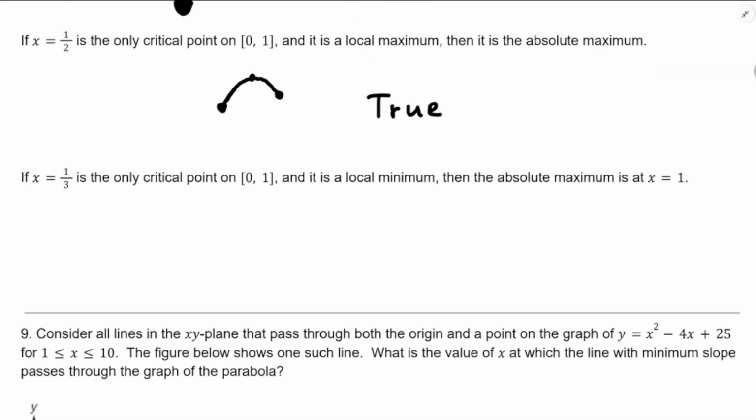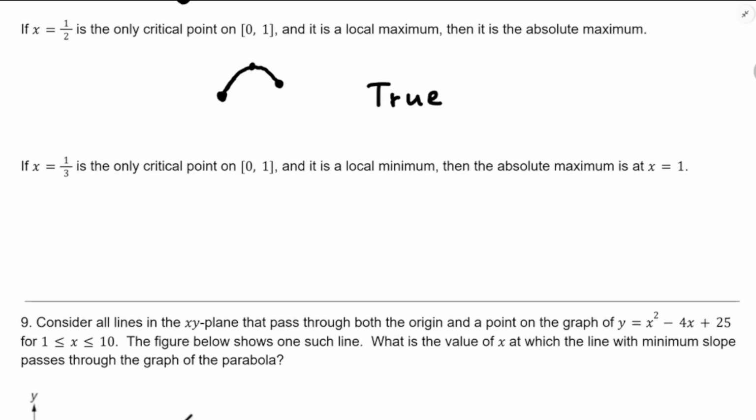If x equals 1/3 is the only critical point on 0 to 1, and it's a local minimum, I guess there's something significant about the fact that it's 1/3. And I'll just say 1 is over here. It's a local minimum, then the absolute maximum is at x equals 1.